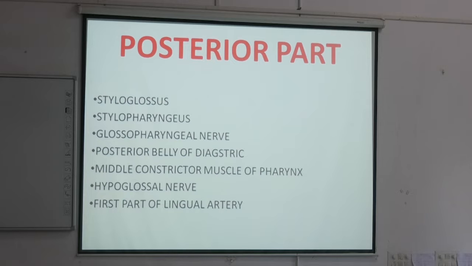Now, the posterior part is related to styloglossus, stylopharyngeus, glossopharyngeal nerve, posterior belly of digastric, the middle constrictor muscle of the pharynx, hypoglossal nerve, and the first part of the lingual artery. The posterior part is related to the styloglossus muscle, the stylopharyngeus, the glossopharyngeal nerve, posterior belly of digastric, middle constrictor muscle of the pharynx, hypoglossal nerve, and first part of the lingual artery.